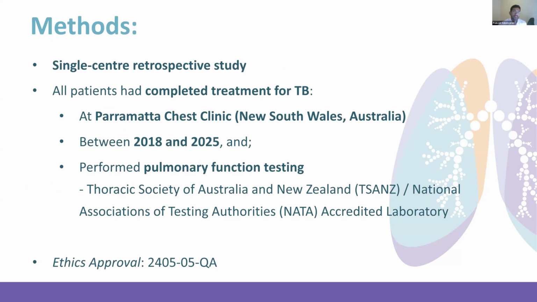So we conducted a single-center retrospective study out of the Parramatta Chest Clinic, which is the largest tuberculosis center in Australia. All patients who had completed treatment for tuberculosis through the Parramatta Chest Clinic were offered pulmonary function testing regardless of their symptoms. We conducted a chart review of the 122 patients who went on to finish treatment and then underwent pulmonary function testing at a fully accredited respiratory function laboratory in Sydney between 2018 and 2025.